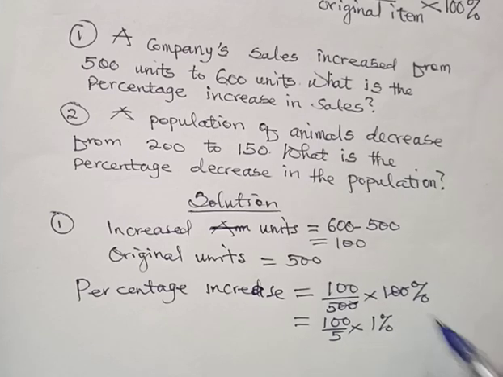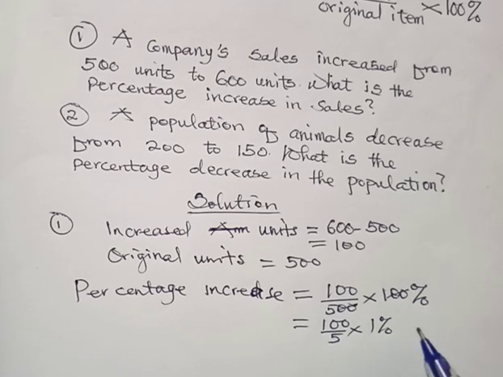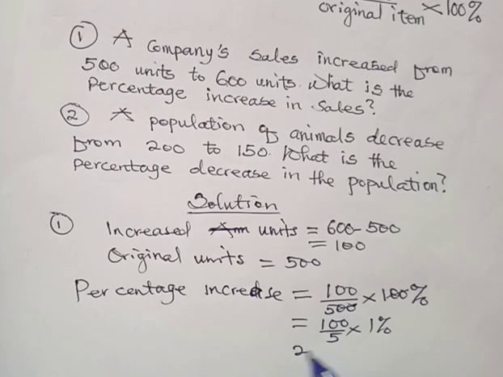1%. Okay, good. So 100 divided by 5 gives me what? So this gives me 20. 20 times 1 gives me what? 1. So I have my 20%.